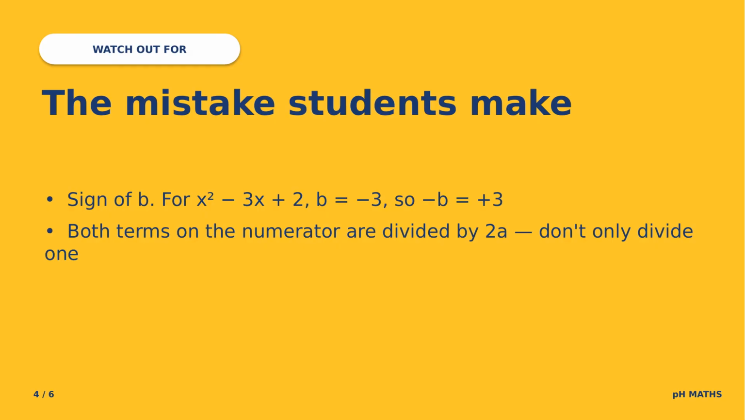Common mistake: sign of b. For x squared minus 3x plus 2, b equals minus 3. So minus b equals plus 3. Get that sign right and the rest will follow. And the 2a in the denominator divides the entire numerator, both the minus b and the square root, not just one of them. And as mentioned earlier, remember it's 2a, not a single a.